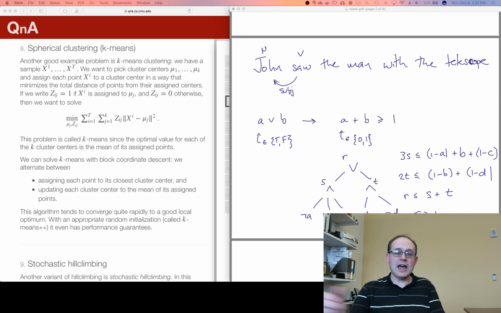Coordinate ascent works best for problems where you can actually compute the global maximum with respect to a single variable efficiently, as is the case in lasso, for example. And so, that's maybe a best case for implementing coordinate ascent. But, going to a local maximum with respect to a given variable, that's just another example of hill climbing, and it could be a very good algorithm depending on the details of your problem.